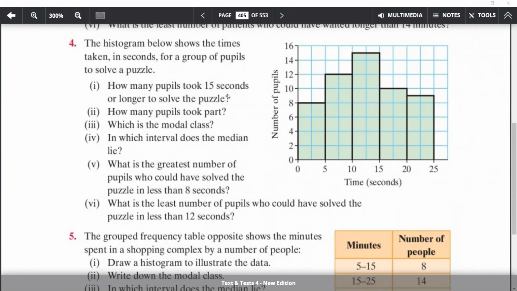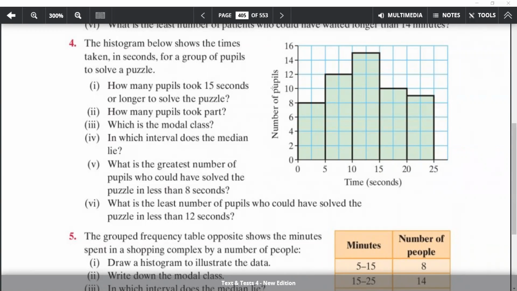How many pupils took 15 seconds or longer to solve the puzzle? Well, 15 seconds or longer is these two groups here. So that's 10 pupils in the first group, 9 in the second. So that's 19 students who took 15 seconds or longer.